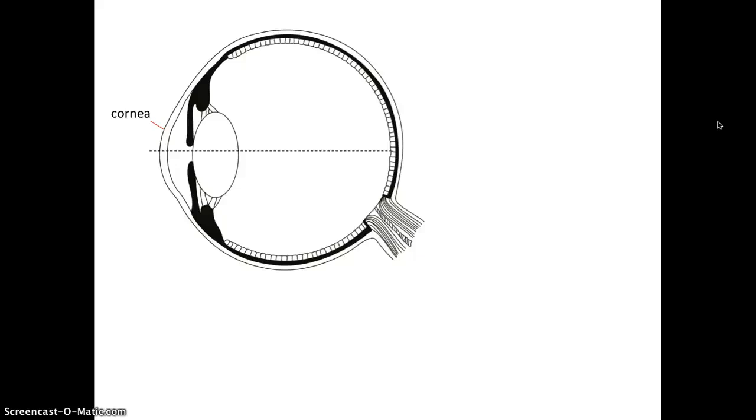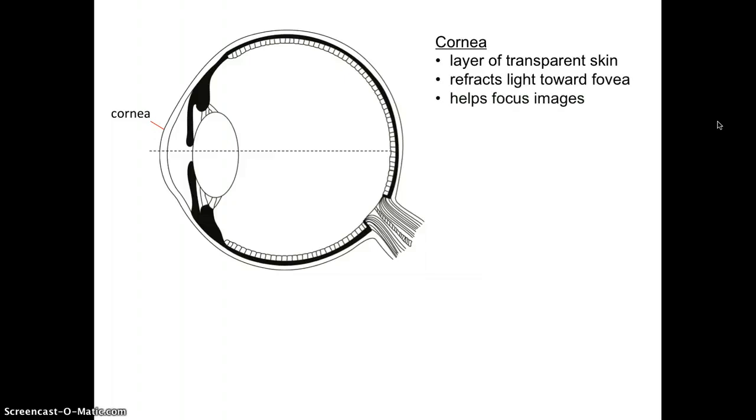In addition, we also have something on the outer layer called the cornea. The cornea is a layer of transparent skin. It refracts light toward the fovea, and it helps to focus the images. So when light comes in, it's partially bent by the cornea. There's also the lens, which is the real powerhouse. That's the main component for focusing light.